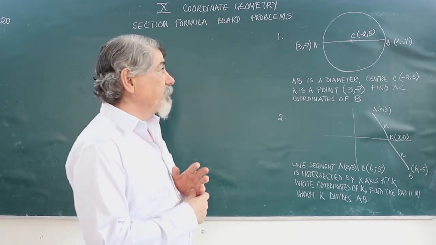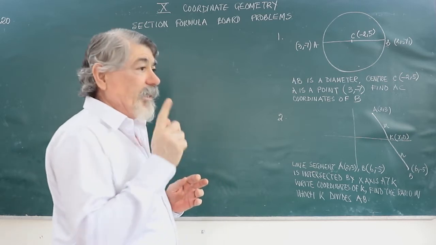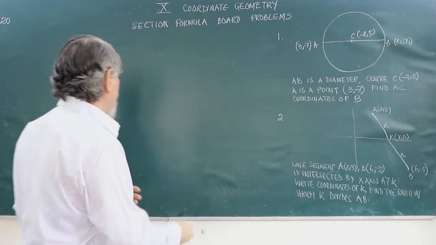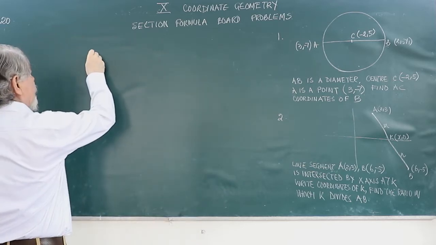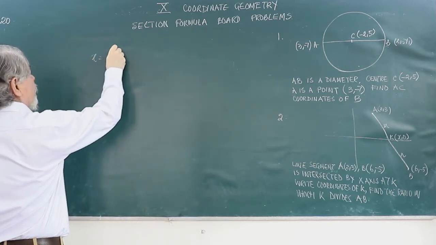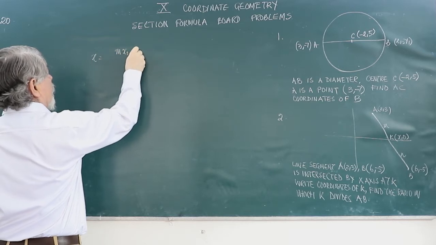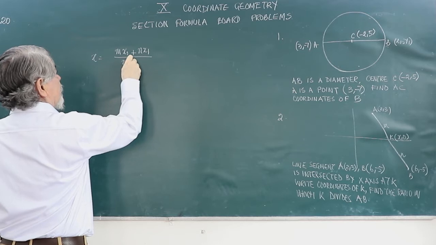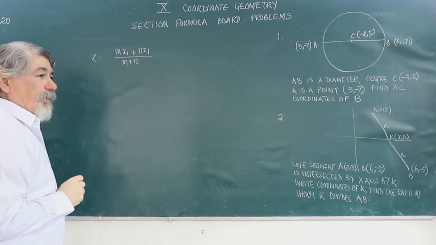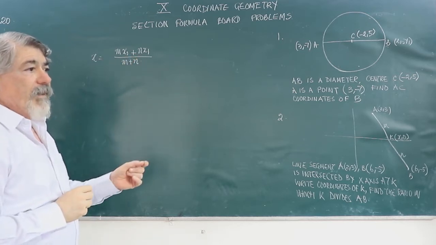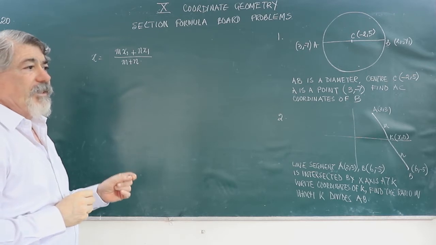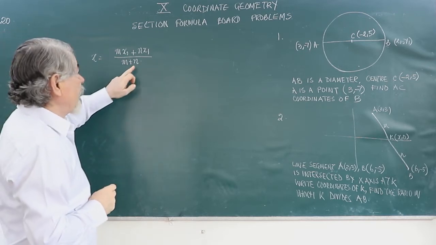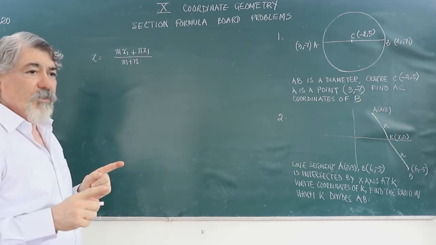Now let us look at this question. We had done three formulas, if you remember. The first was the section formula. I'll just recap the whole thing. Section formula was (mx2 plus nx1) upon (m plus n). These are the coordinates of the point which divides the join of A and B in the ratio of m is to n, where (x1, y1) and (x2, y2) are the two end coordinates.